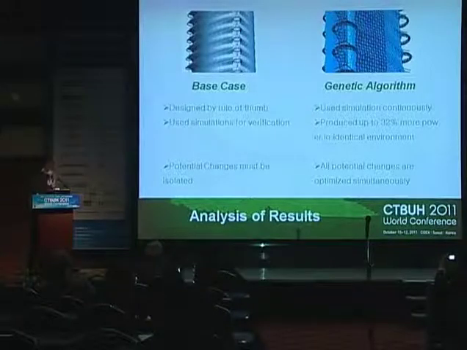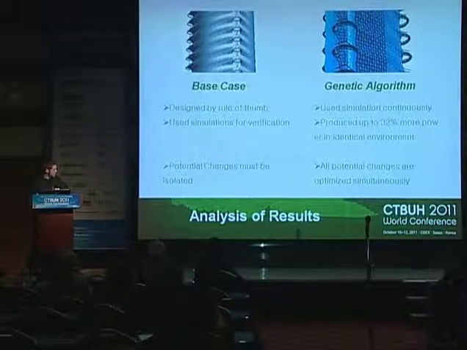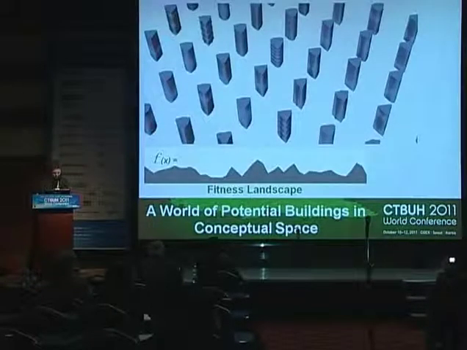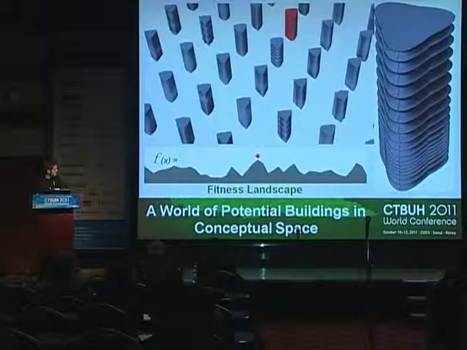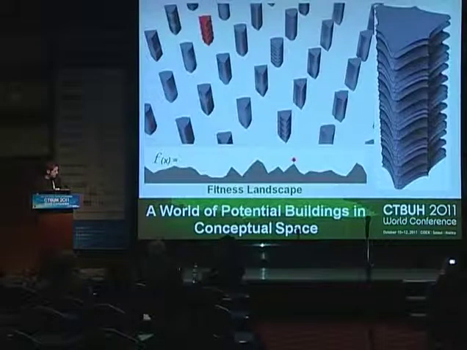So comparing, in this case, the base case, which was designed by rule of thumb and used simulations for verification, the potential changes must be isolated. The genetic algorithm used simulation continuously, and depending on the study, we found it could produce up to 32% more power in the same environment, and all potential changes are optimized simultaneously. So depending on your environment and depending on your goals, there may be many peaks. Perhaps this building is optimized for a certain environment, and this building for another, and this building for another, depending on what you're trying to do, and depending where you are.